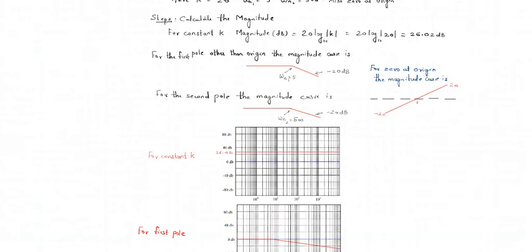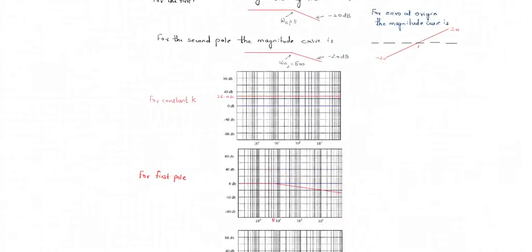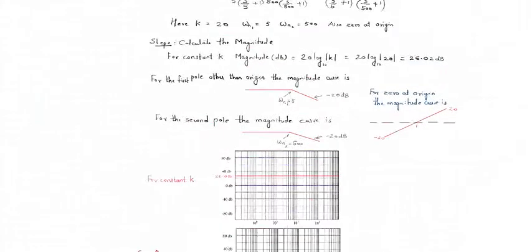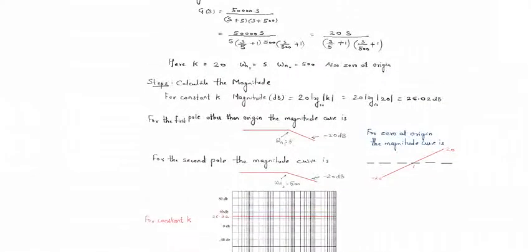Now we'll plot for a pole other than at origin, starting with the first pole. What is omega for the first pole? Let us recall what omega 1 and omega 2 are. Omega n1 is 5, omega n2 is 500. This is what you should remember.